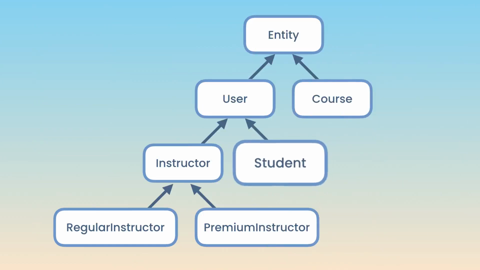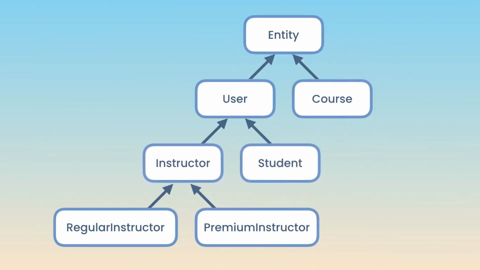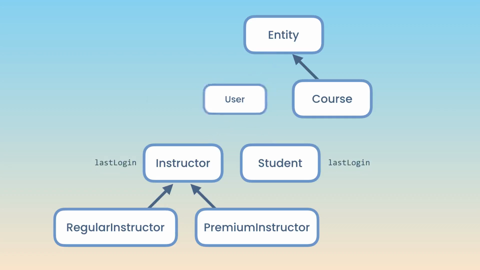Let's say both the student and instructor classes need an attribute called last login. Instead of adding this attribute in the user class, we can duplicate it in both these classes and drop the user class. Yes, there is a bit of duplication here, but now these two classes are not dependent on a class like user. They're independent of each other, so they can change and evolve independently without impacting other classes.